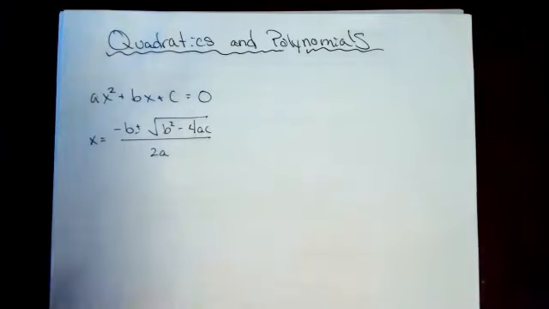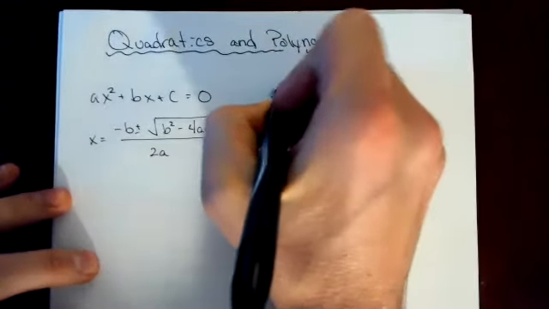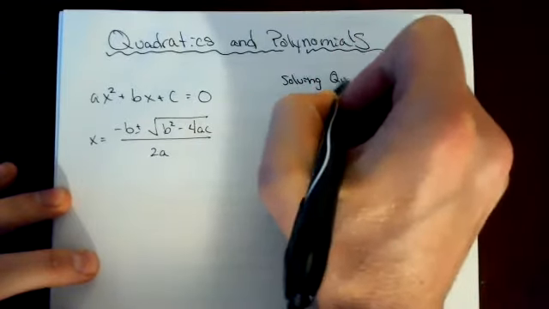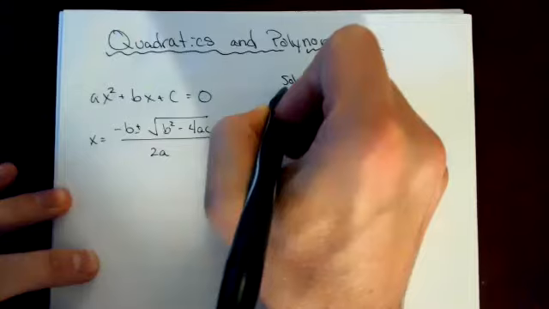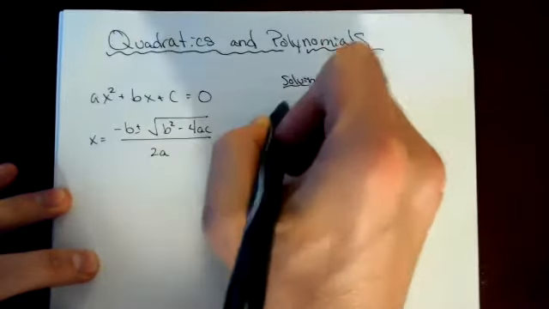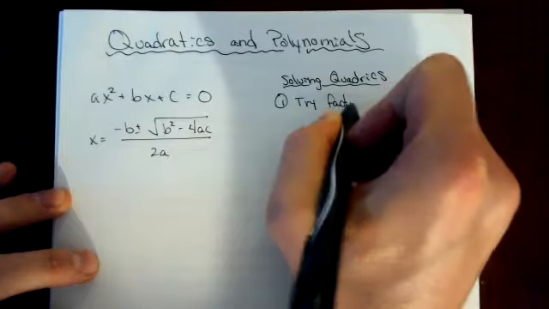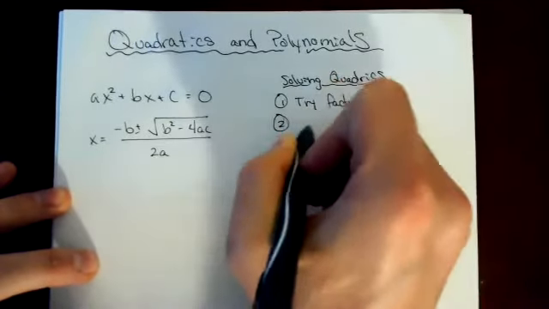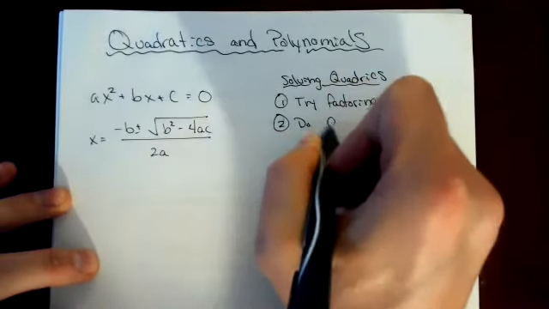Now, when is the quadratic formula useful? So my problem-solving method, I would always say for solving quadratics, you don't have to follow these. It's just my problem-solving method. I would say try factoring first. And then if it fails, do the quadratic formula.